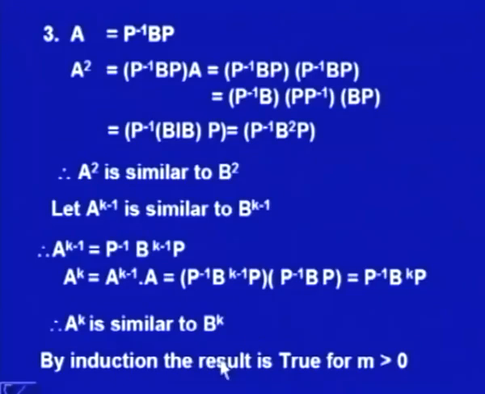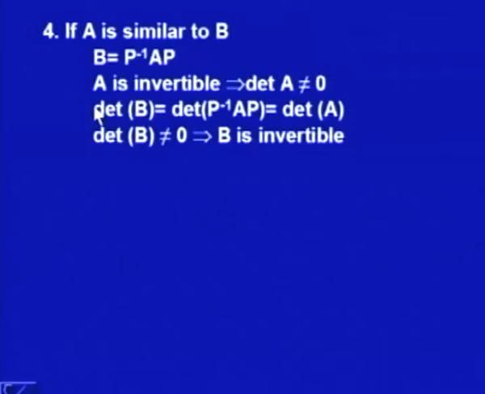So, by induction this result is true for any positive m. That proves the result. Then, according to the fourth property, if A is similar to B, then B can be written as P inverse AP.